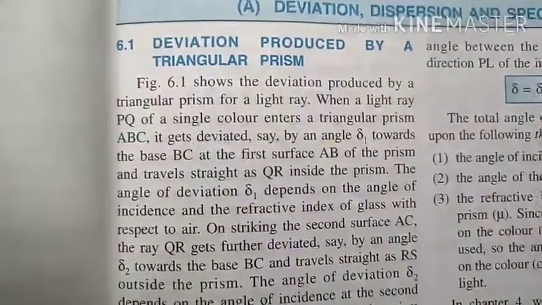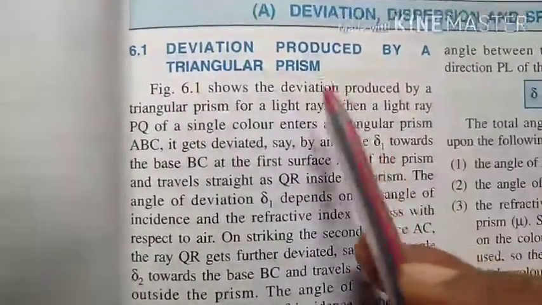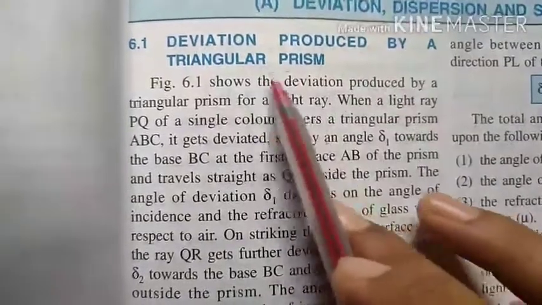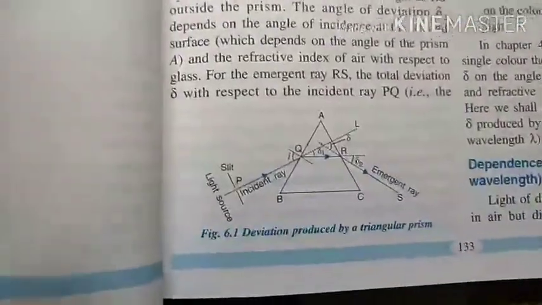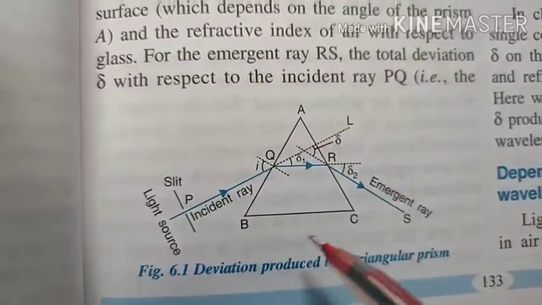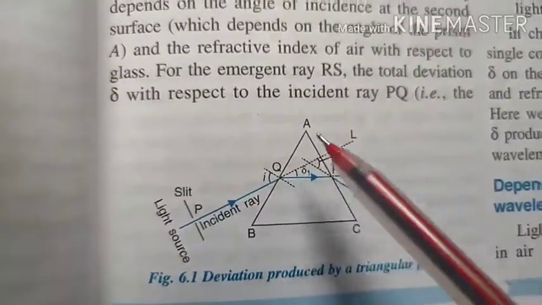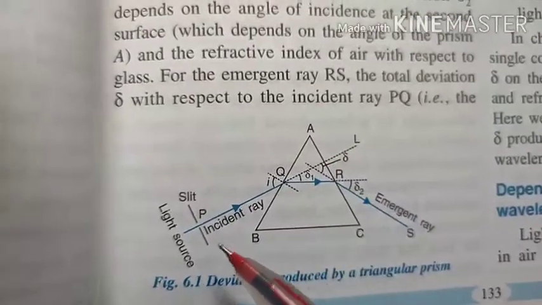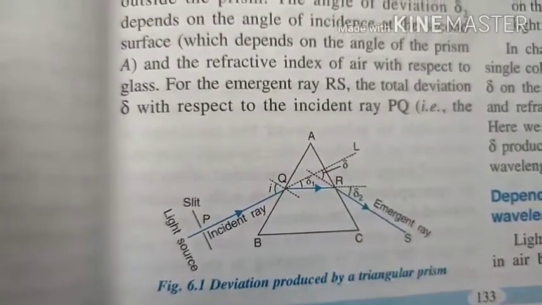Hello students, let me explain the topic deviation produced by a triangular prism. Look at this figure now. We have a triangular prism ABC, and we want to see how the light gets deviated through this triangular prism.